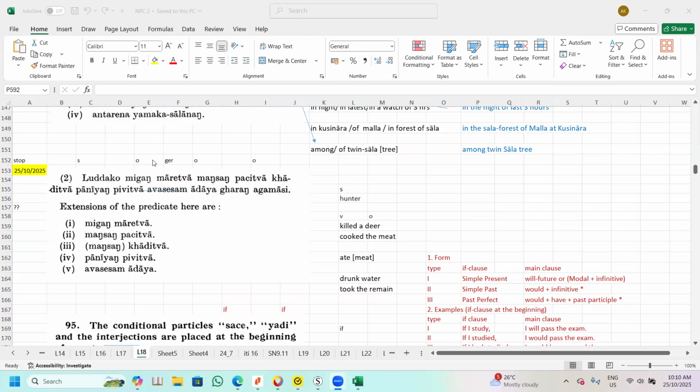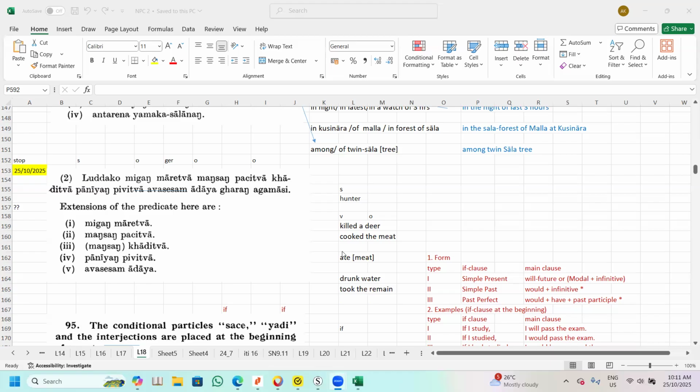A subject can take many verbs, and remember this is the rule: the gerund takes an object. If you split it, in the classification they will say it is an extension of the verb. This is a verb, and this gerund takes an object, this gerund takes an object.